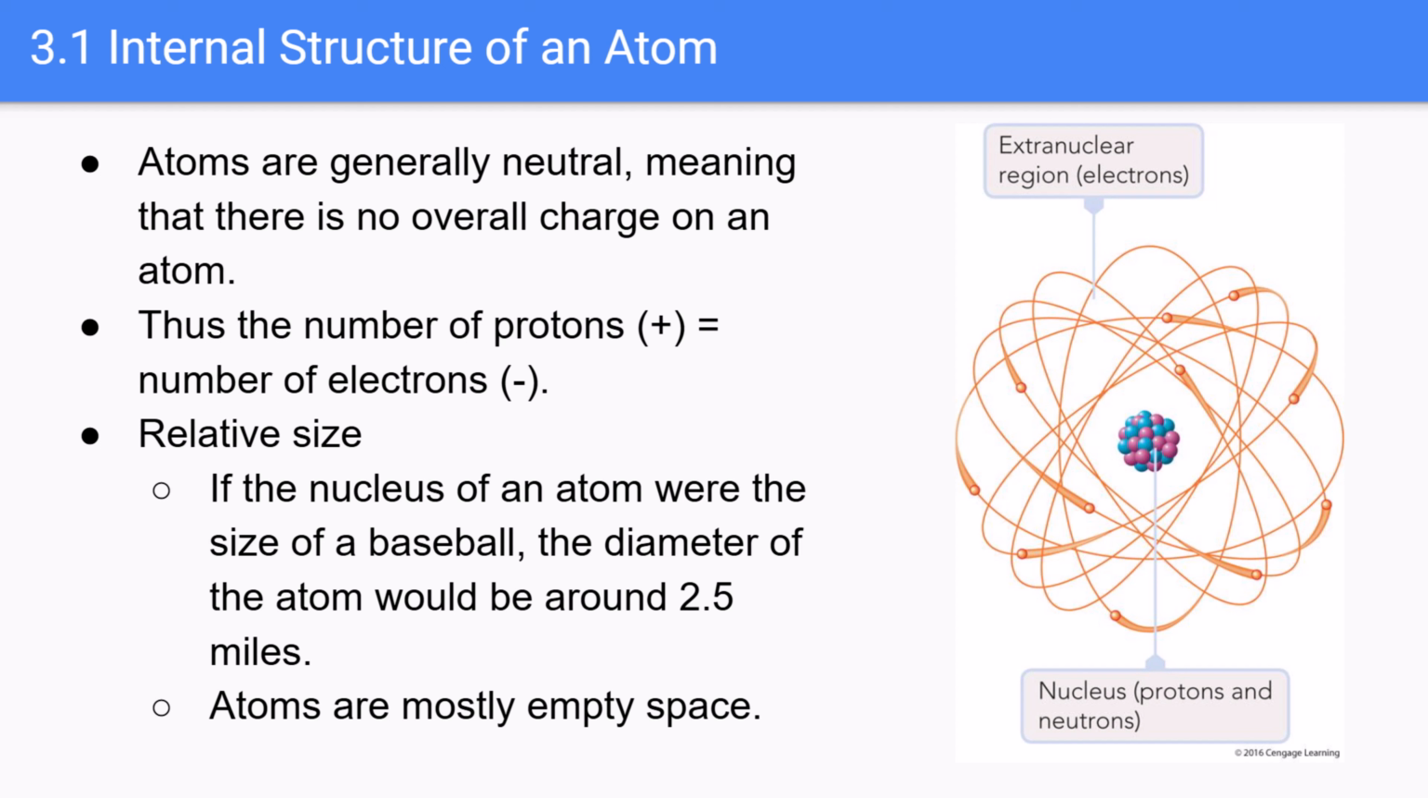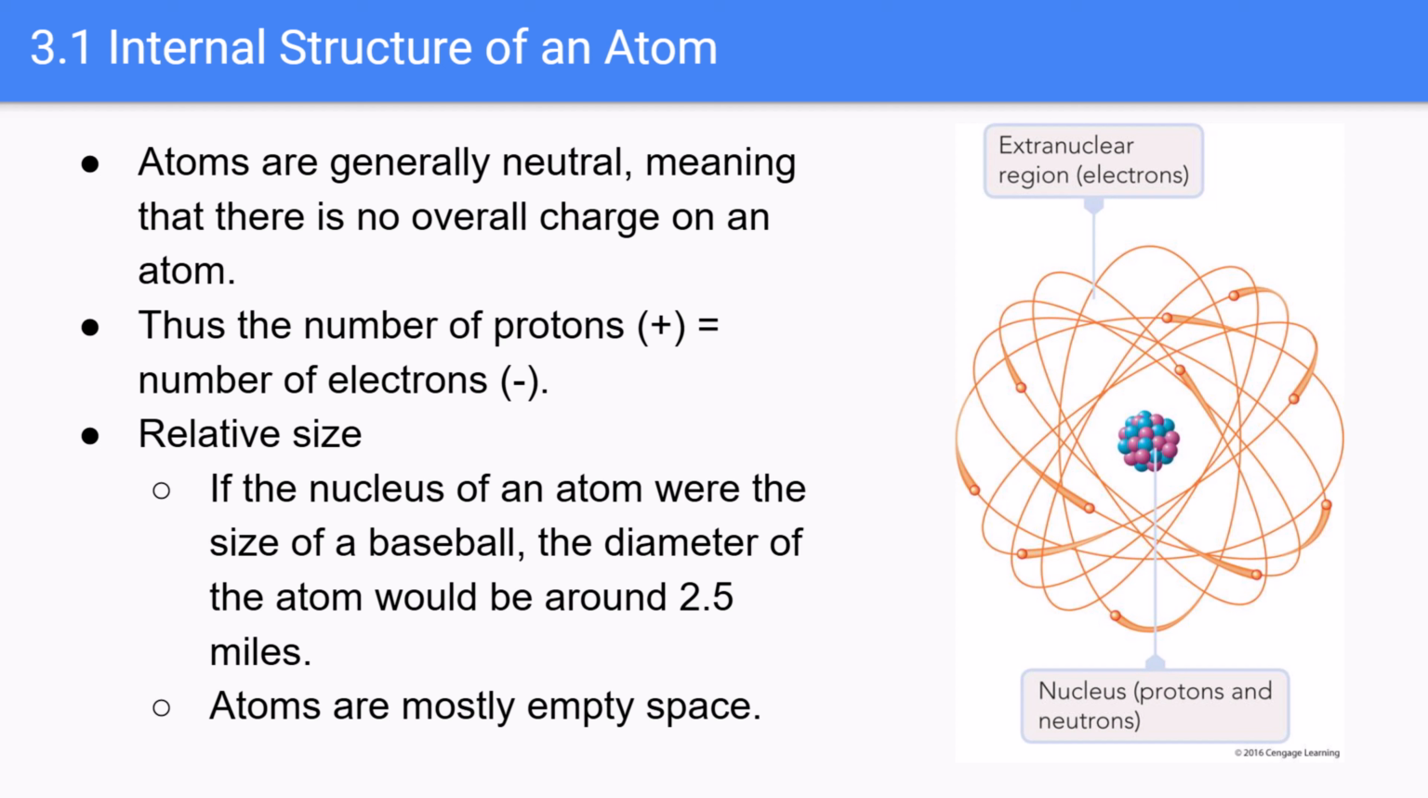Now, atoms are generally neutral, and what that means is that they have no overall charge. In order for something to be neutral, the number of positive charges has to be equivalent to the number of negative charges associated with it. So in most neutral atoms, the number of protons is equal to the number of electrons. That is, the number of positive charges in the nucleus is equivalent to the number of electrons around the outside of the nucleus.